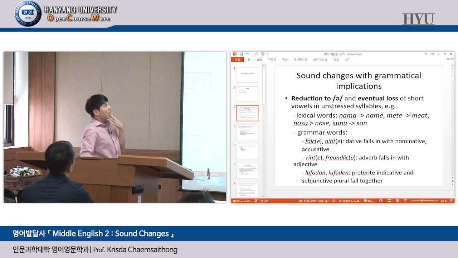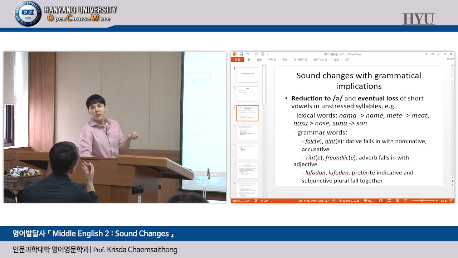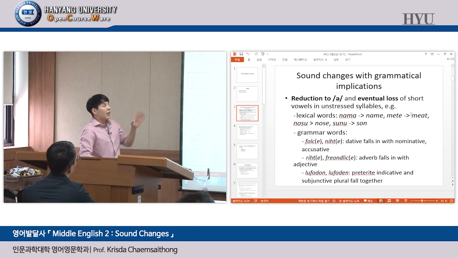Now, in Middle English, there is what we call reduction to schwa. When a word is not stressed, you guys know stress, right? A word will have one primary stress on a particular syllable. But in Old English, every syllable was stressed equally, right? So that's fine. Now, in Middle English, for some reason, there's only one primary stress on a particular syllable in a word. So in other syllables that are not stressed, what happened?